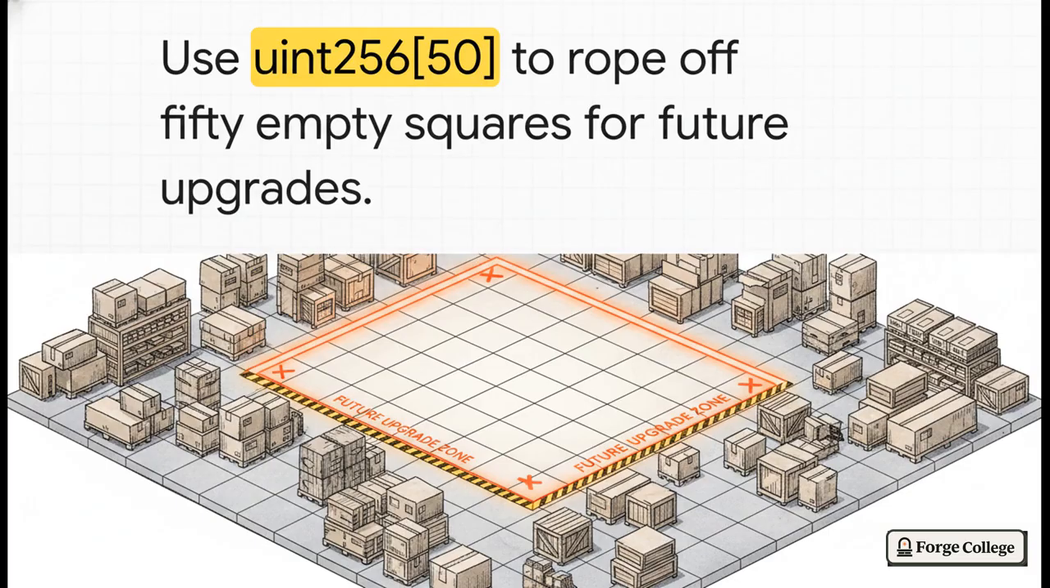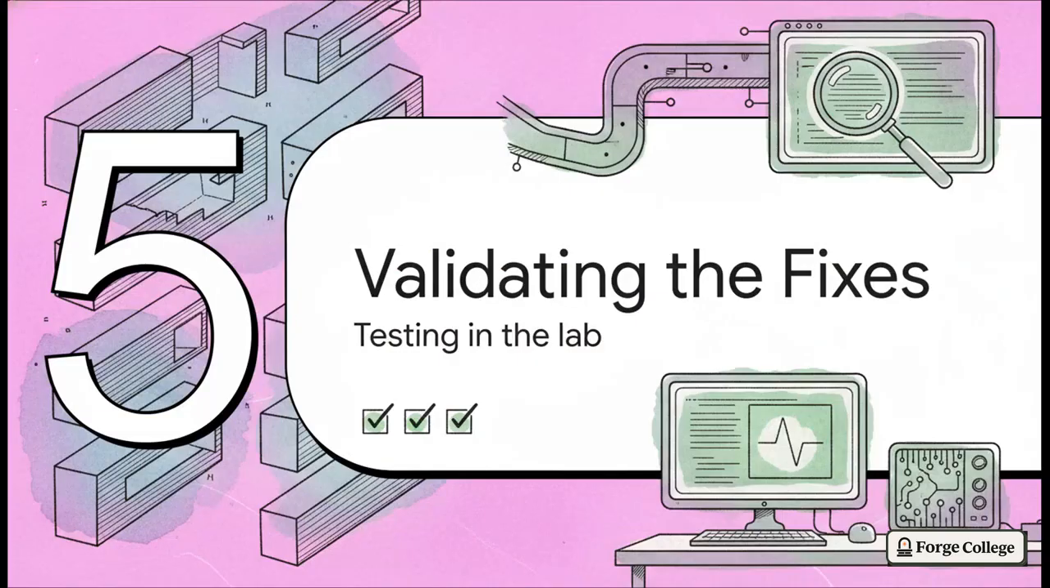We just add a line of code like this to the very end of our storage declarations, a private array of 50 empty 256-bit integers. Back to our warehouse analogy, this is literally the equivalent of taking bright orange paint and roping off 50 empty squares right in the middle of the warehouse floor. By explicitly reserving this space, we guarantee that if future upgrades need to add new variables, they can safely claim a few of those empty squares without causing all the older, existing boxes to shift around and crash into each other.